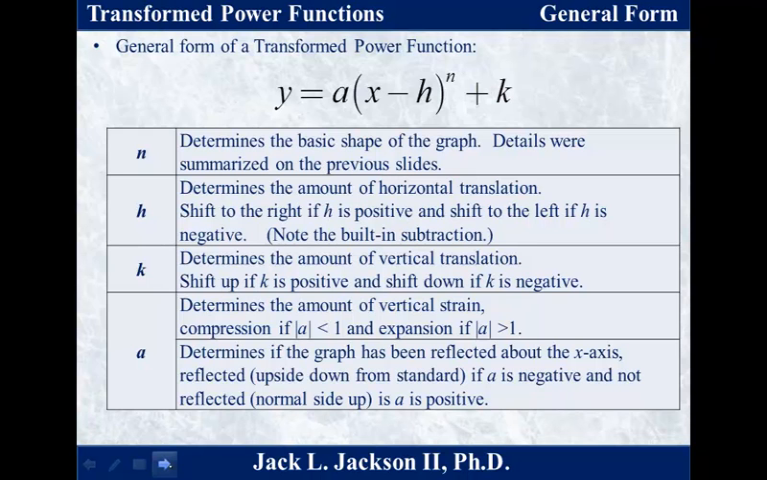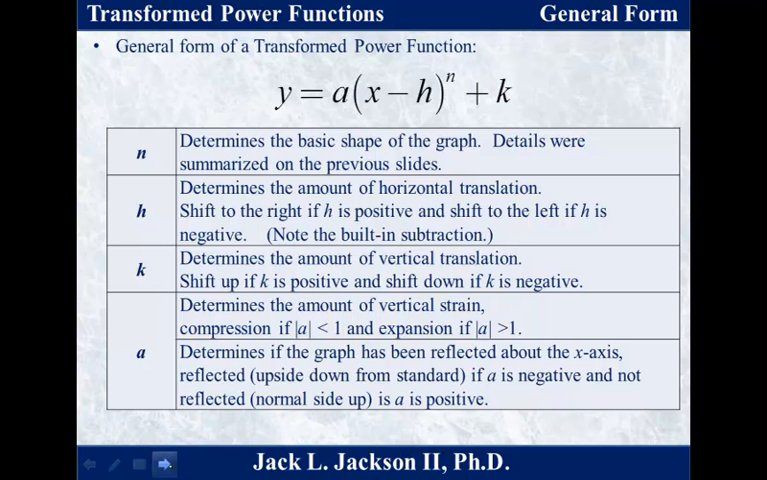Now a can do two things. It determines the amount of vertical strain, that is the expansion or compression vertically. You can stretch it or squish it up and down, closer or further away from the x-axis, and then you can also flip it over the x-axis. And the way you look at that is if the absolute value of a is less than 1, then we've had a compression. Everything is closer, the image points are closer to the x-axis than the pre-image points.